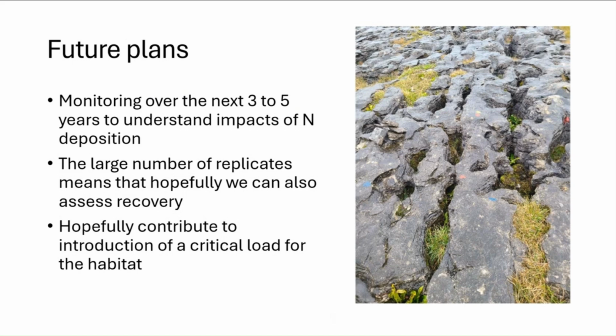One of the benefits, hopefully, of having so many replicates is that we can, at some point, stop putting nitrogen on half of them and look at how the habitat recovers after the nitrogen has stopped. Hopefully, in time, we can contribute towards an evidence base for a critical load for the habitat. So, an experiment that's only just being established, and we'll get our first year of data post starting nitrogen additions this summer. So that's that.